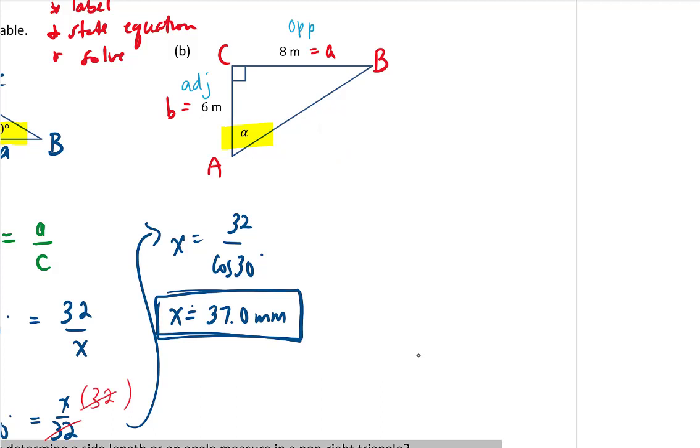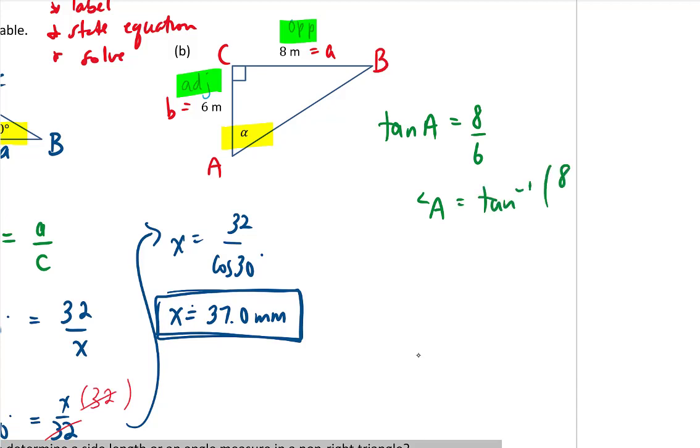Since we don't have any information for the hypotenuse, we're focused on opposite and adjacent. And the ratio that has opposite and adjacent in it is our tan ratio. So we have tan of A is equal to 8 over 6. Since we're looking for an angle, we need to use the tan minus 1. So angle A is tan minus 1 of 8 over 6. And we end up with angle A as approximately 53.1 degrees.